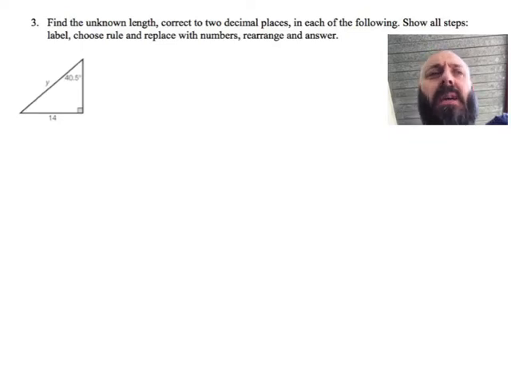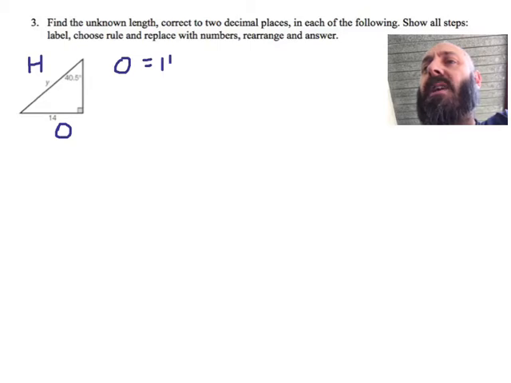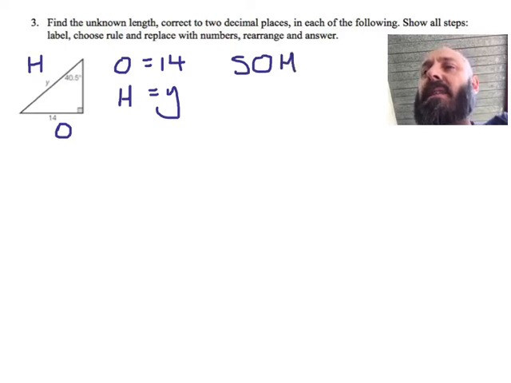Okay, finally we get to some thinking. I have to find the unknown length, correct to 2 decimal places. Showing my steps now. I know that y is the hypotenuse because it's across from the right angle. And then I look at my angle of interest and I can see that the other one is opposite. So I have my opposite is 14 and my hypotenuse is the unknown. And from your SOHCAHTOA, I hope you can see that sine theta is opposite over hypotenuse.